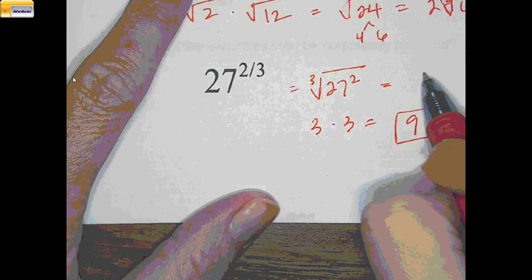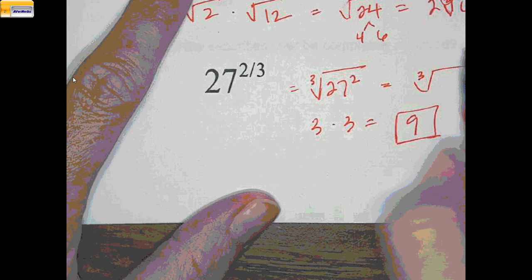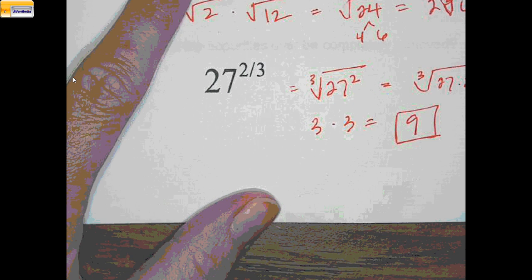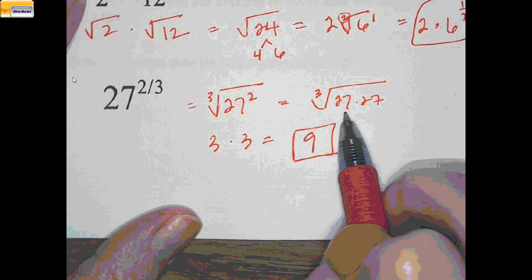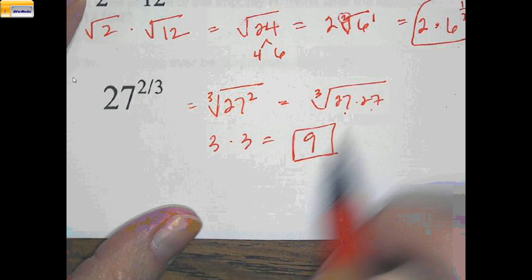Next page. Wait, so... Yep. That'd be 3 times 3. Yes, ma'am. And actually, the reason that works is because this right here is the same as the cube root of 27 times 27. So the answer to that one's 3. The answer to that one's 3. So 3 times 3 is 9. Yep, good question. Back page.